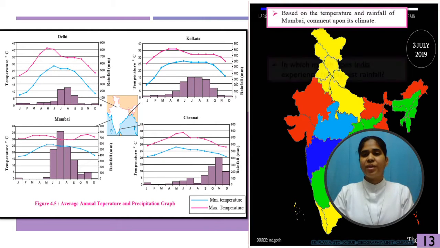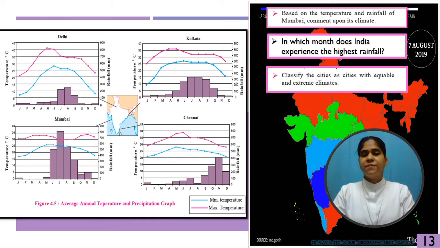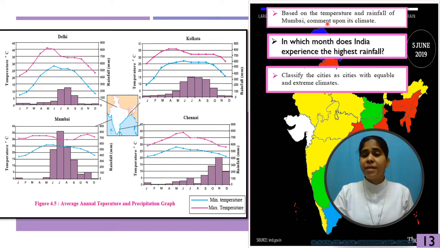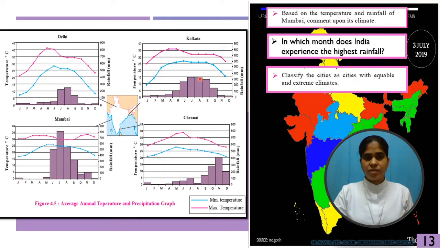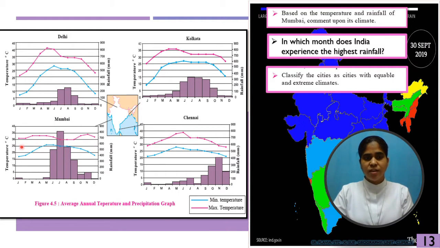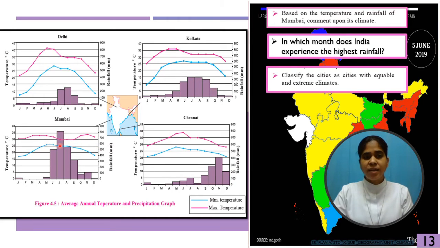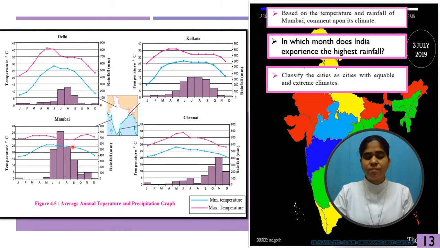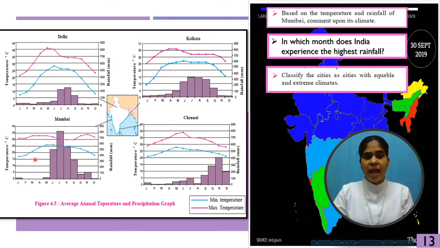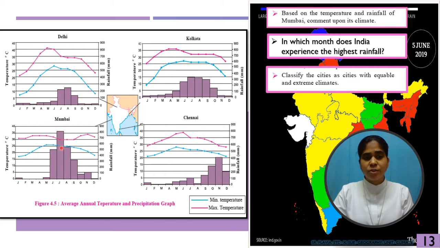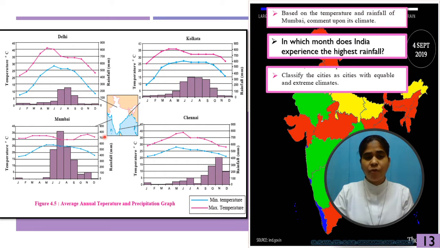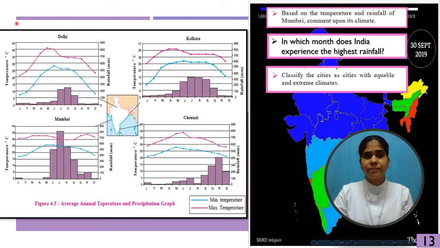The last three questions. The first one. Based on the temperature and rainfall of Mumbai, comment upon its climate. Look at Mumbai. It has a great range of variations. So the climate is hot and humid, and also because Mumbai is near the coast, the humidity is more, and it rains heavily in the month of July. It nearly receives 800 millimeters of rainfall in the month of July.